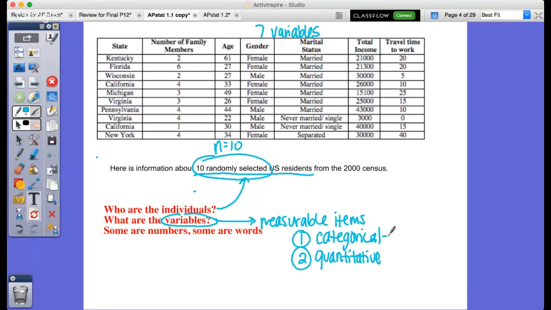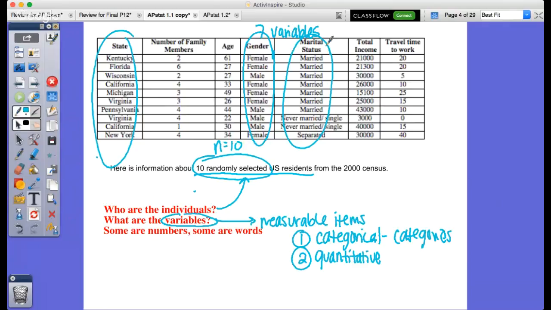Categorical is something that kind of fits into categories. So things like states, right? So we would have, like, states would be a category. Gender, that's a category, okay? Marital status, definitely a category. And that would be it there.